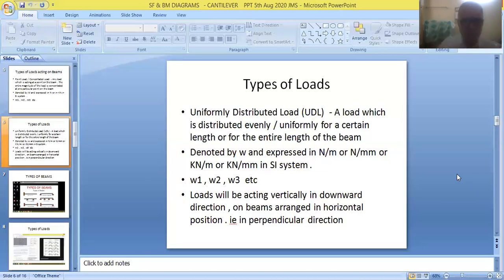And we have talked about the arrangement of the beams and the direction of loads acting on the beam. Loads will be acting vertically in the downward direction, and beams will be arranged in a horizontal position. So the beam will be arranged in this position, and the load will be acting in this direction. So it is said to be acting in a perpendicular direction, as mentioned in the slide.